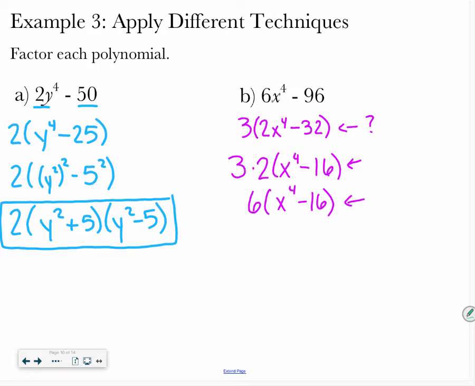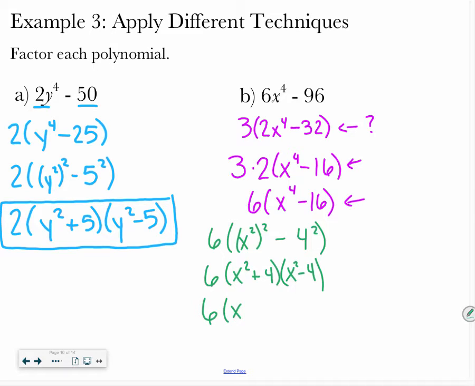So we have a 6 on the outside of our parentheses, and then my x to the fourth is the same as x squared minus 4 squared. So that becomes 6 times x squared plus 4, x squared minus 4. So I have 6, x squared plus 4, I can't change because it's addition, but the difference of squares, that's the same as x squared minus 2 squared. So I'm going to split that up again, and it's going to be x plus 2, x minus 2.